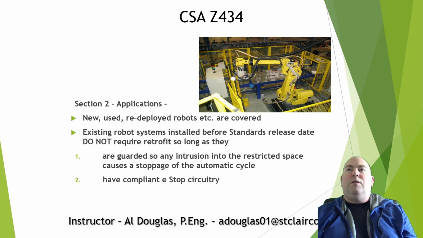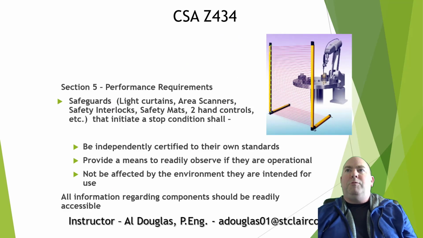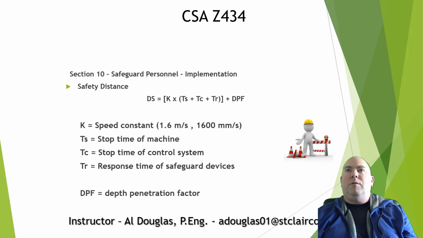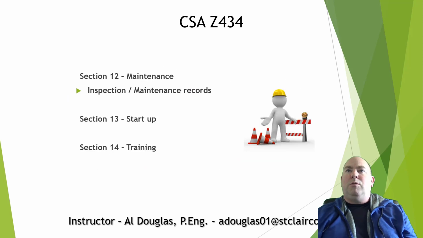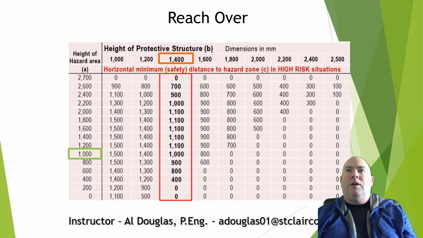And then we got into the safety standards, so the Z434 standard. This is the robot-specific one. The key takeaway from this is the safe distance calculation: how far does a light curtain need to be from a hazard, using that safe distance calculation? We did lots of practice with that. And the reach over calculation: how far does a hazard need to be from a fence depending on how high the fence is? So we use this chart to calculate that.